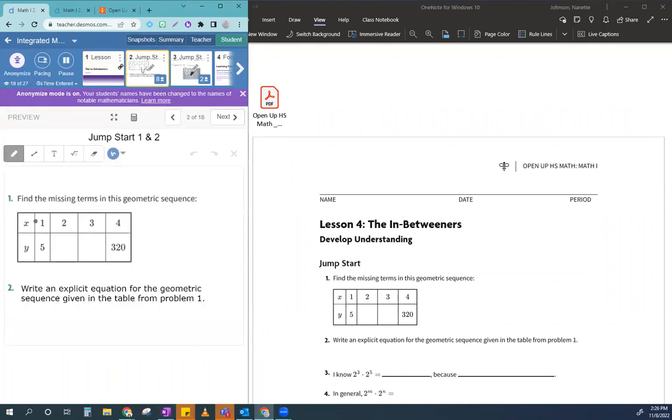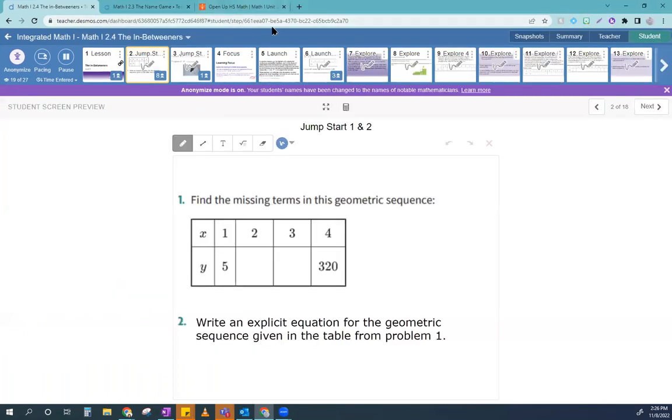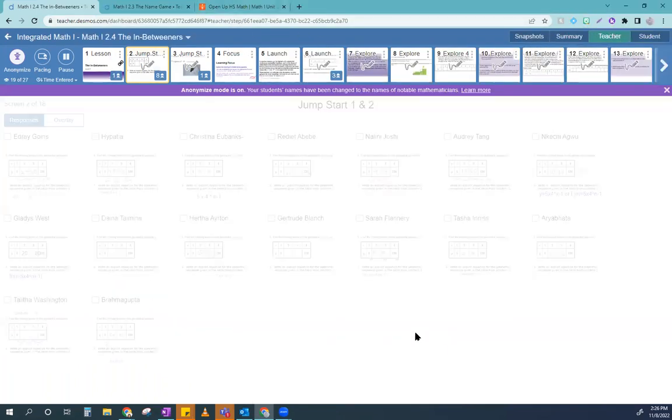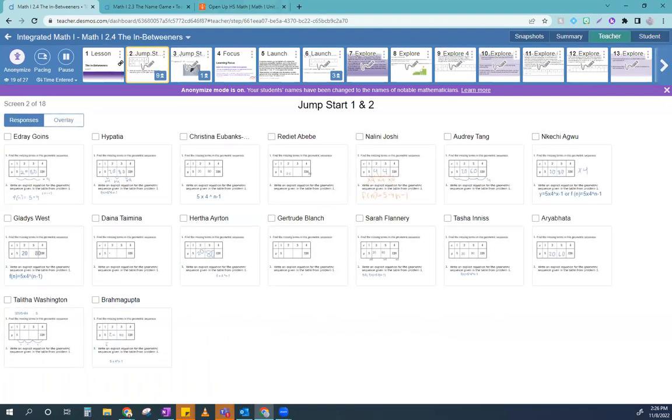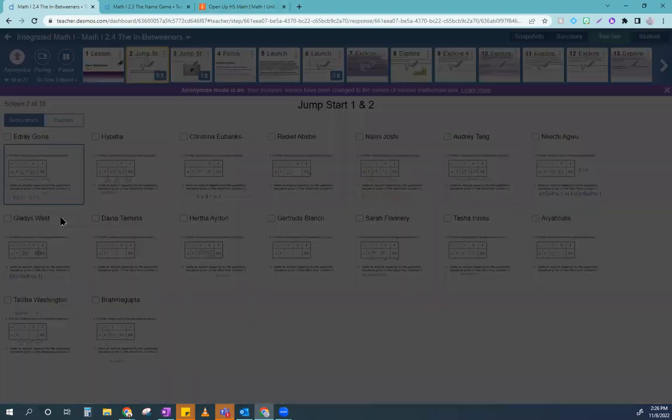Okay, so here's the very first problem. It says find the missing terms in the geometric sequence. Write an explicit term for the geometric sequence. I already looked at this. I'm pretty impressed with what my buddies over here have. So I'm just going to look at a couple.